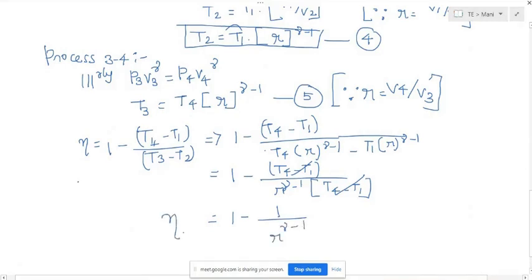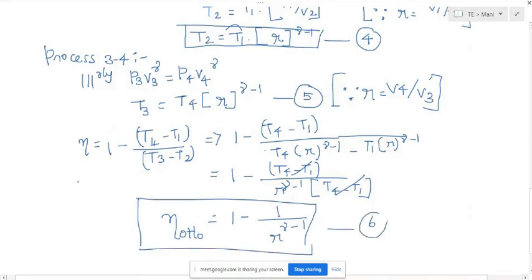So this is the efficiency of an OTTO cycle in simplest form, right? So you can take this as equation number 6. This is the efficiency of an OTTO cycle formula, right? If the compression ratio is directly given in our problem, simply you can take the formula 1 minus 1 divided by r power gamma minus 1, and you get the efficiency, right?